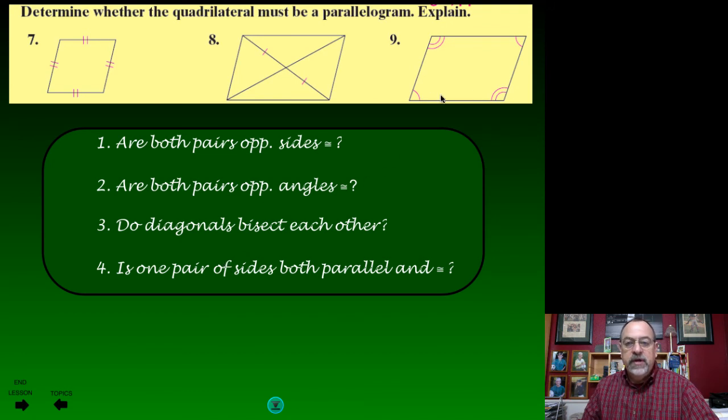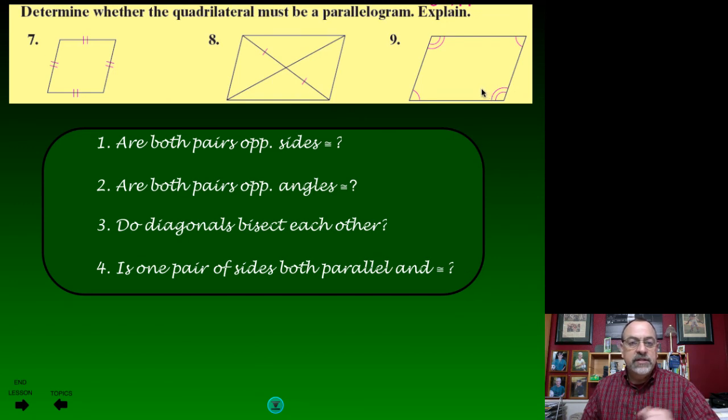Okay. Number 9 then. We can kind of skip. We notice that the angles are the ones that are marked, so let's look at the question about angles. Are both pairs of opposite angles congruent? These opposites are congruent by the tick marks. These opposites are congruent by the tick marks. So the answer to number 9 is yes, the figure is a parallelogram. The reason: both pairs of opposite angles are congruent.